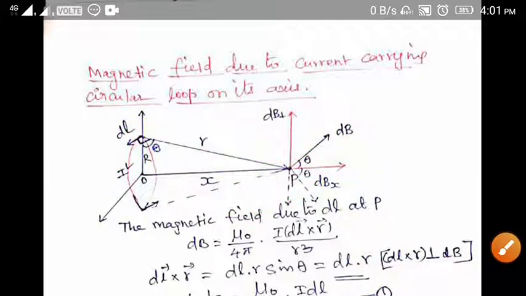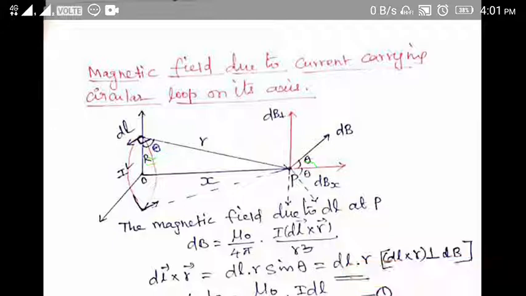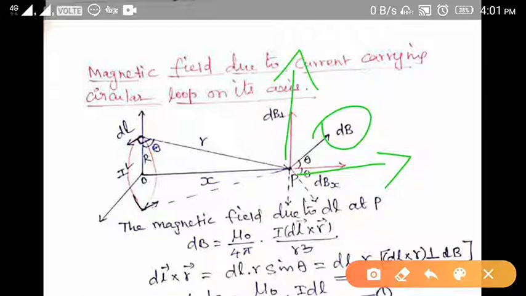It makes an angle theta with the dx, and this is also the angle between the y axis and r, also theta. The magnetic field is a vector quantity, so we can resolve it into two components: the horizontal component dBx and the vertical component dB perpendicular.